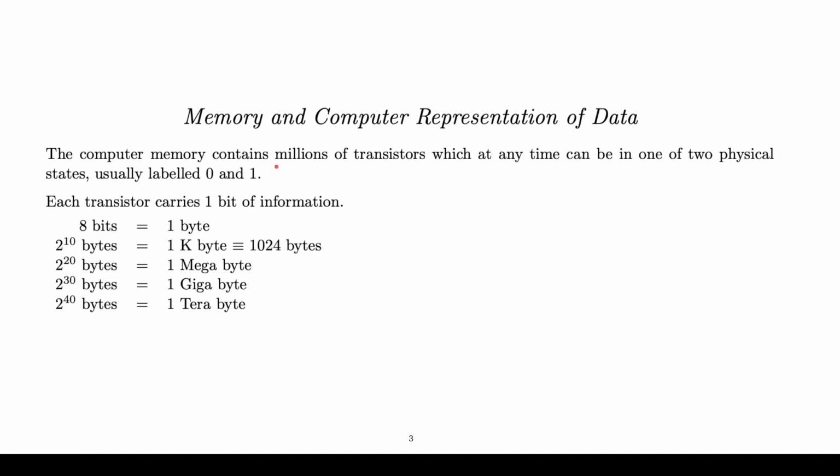memory consists of millions and billions of transistors, right? And at any time, a transistor can be in one of two physical states labeled as zeros or ones. And each transistor, this is a very important point, carries one bit of information. So when we combine 8 bits together, it is termed as 1 byte. And when 2 power 10 bytes are clubbed together, that is 1 kilobyte. 2 power 20 bytes is termed as 1 megabyte. 2 power 30 bytes together is 1 gigabyte. And 2 power 40 is 1 terabyte.